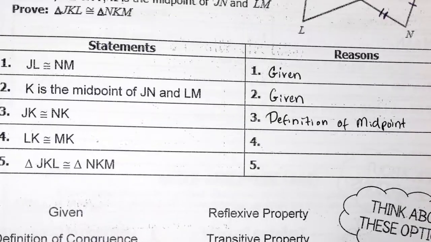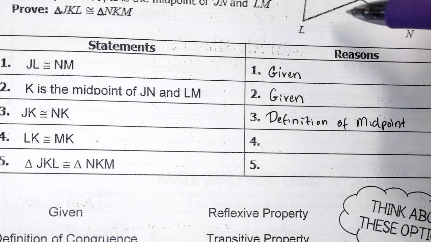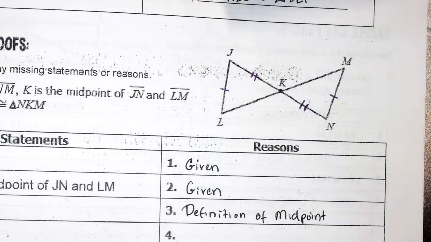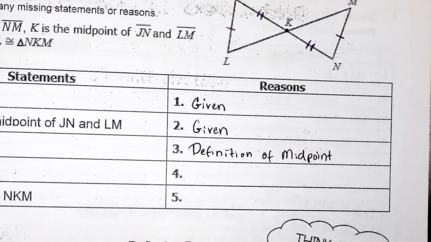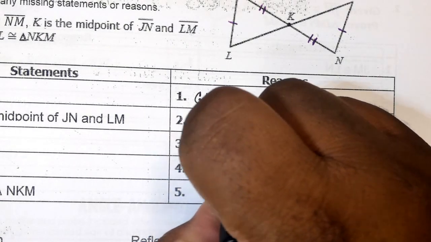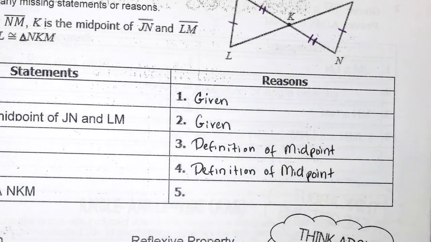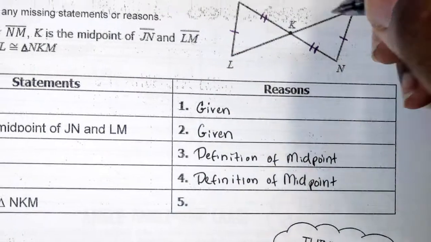Next line says LK is congruent to MK. Why would I know that? K is the midpoint of that line segment too. If that's the case, what's your reason for it? Definition of a midpoint. You can use the same reason twice if you need to. We're marking those congruent as well. They said LK is congruent to MK.